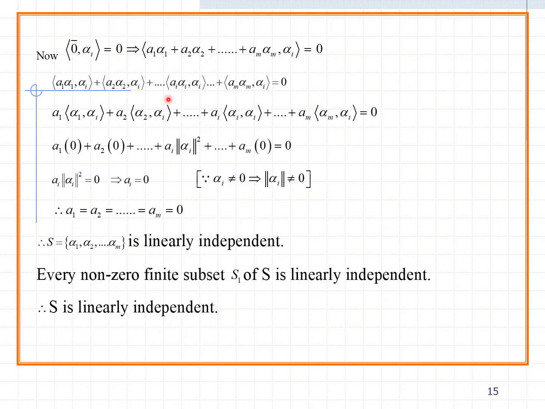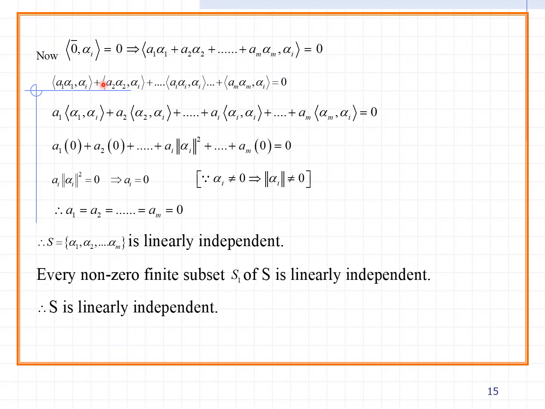Now the 0 vector alpha equals 0. Why? Because 0 multiplied by anything is 0. So already a1 alpha 1 plus a2 alpha 2, and so on, am alpha m, taken with alpha i, is automatically 0. Why? Because of this total value, which is 0 by the assumption; 0 with anything is 0.